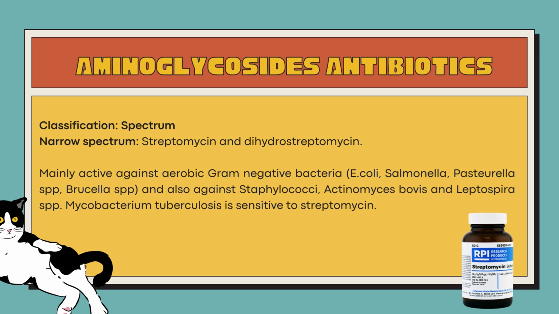The classification of aminoglycosides is based on antibacterial spectrum. First in our list is the narrow spectrum. Streptomycin and dihydrostreptomycin are mainly active against aerobic gram-negative bacteria, such as E. coli, Salmonella, Pasteurella species, and Brucella species, and also against Staphylococci, Actinomyces bovis, and Leptospira species. Mycobacterium tuberculosis is sensitive to streptomycin.